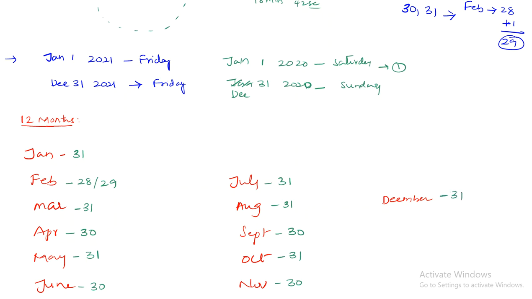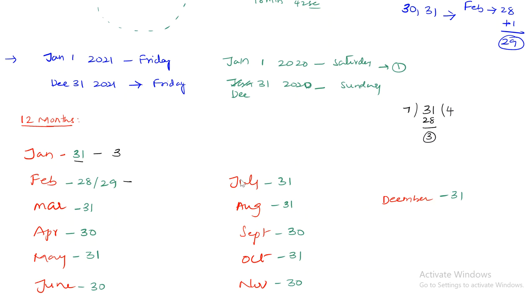Now, how to find these odd days in the year? Whatever value you have here, for example, let's take January. We have 31 days, so just divide it by 7. 7 4s are 28, and the remainder left is 3. So these are nothing but 3 odd days.